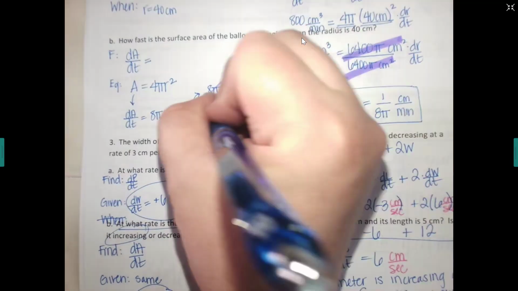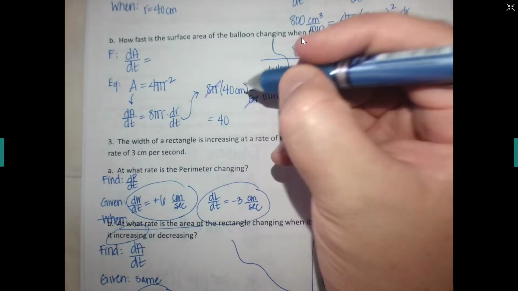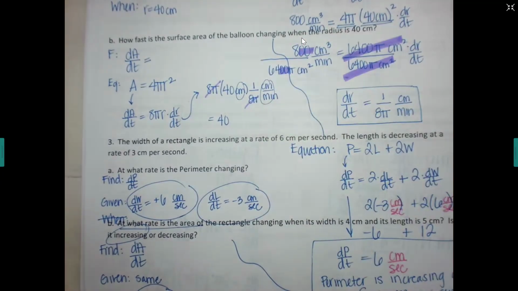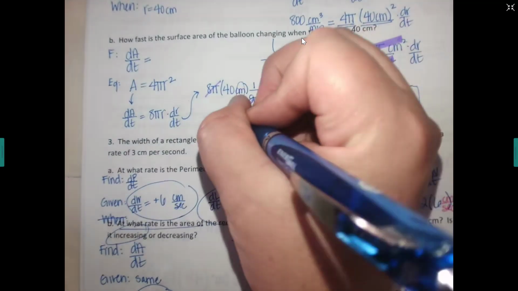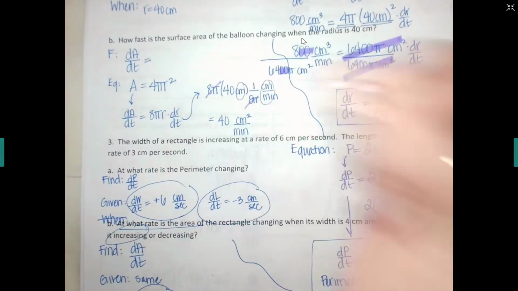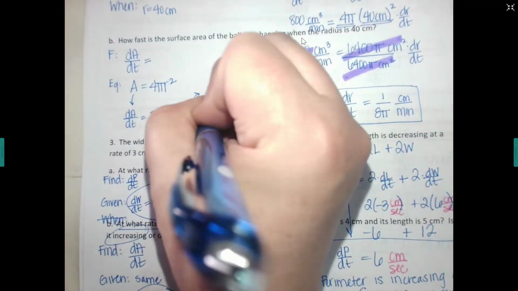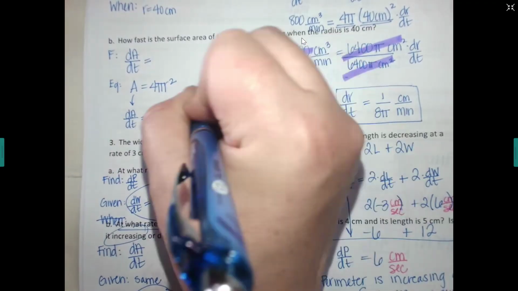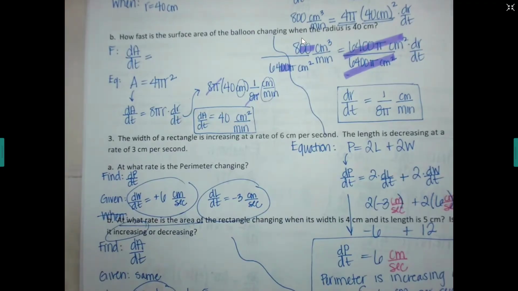Okay, let's talk about our units. I have centimeters multiplied by centimeters per minute. What will happen to my centimeters? Centimeters squared per minute. And I want you to think about that if this is a dA dt, which is area, then square centimeters is perfect for that. Okay?